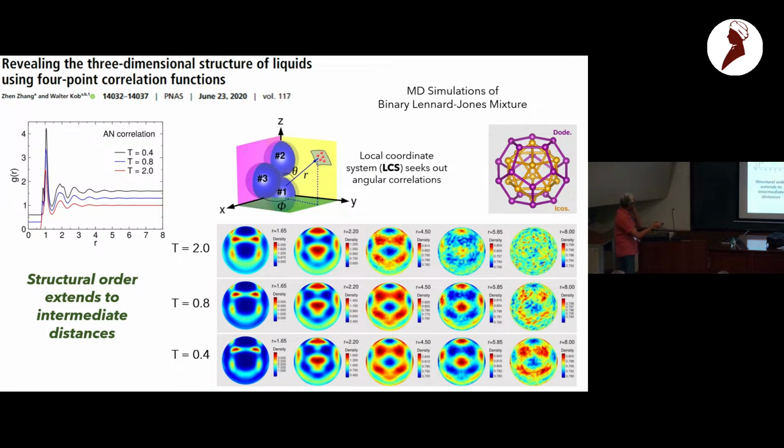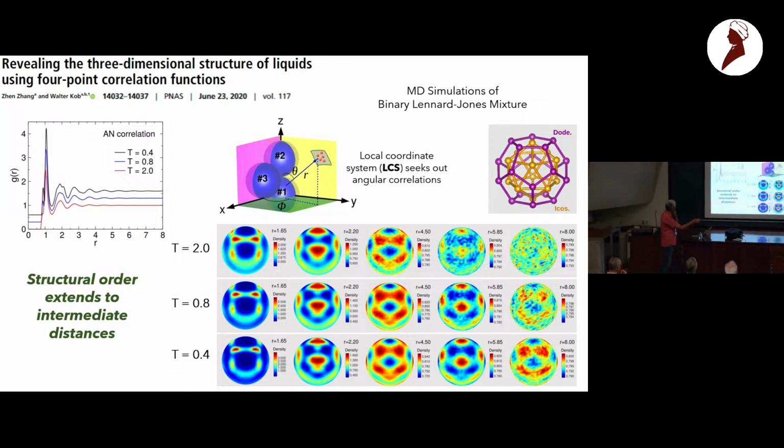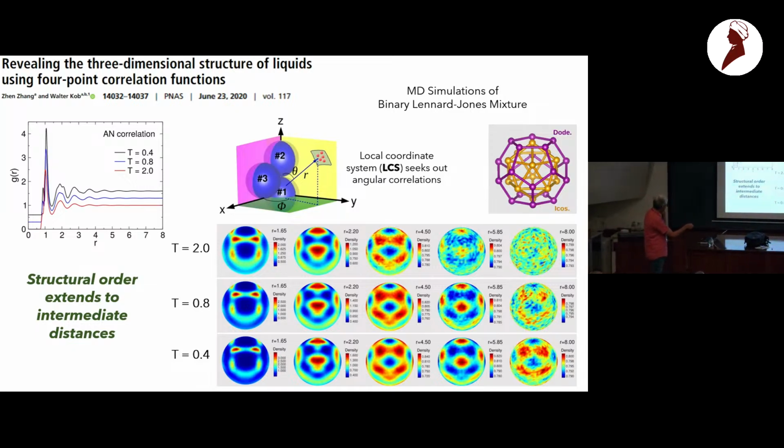So this is at T equal to 2, and you see that I am picking out angular correlations. This analysis is picking out angular correlations that extend well beyond what the pair correlation does. And for example, at T equal to 0.4, you see these correlations extend all the way up to 8 sigma. All right? And then you can resolve these structures, and what they found is this is sort of an icosahedral dodecahedral structure. Please note that these are dual polyhedrons.